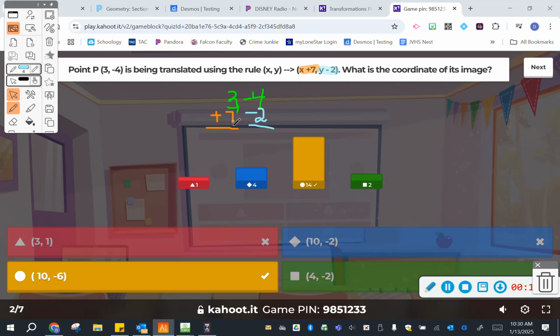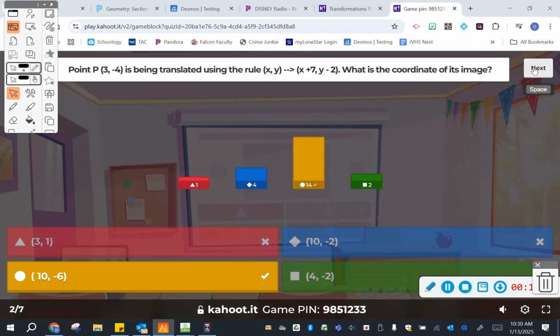So what is 3 plus 7? 10. So it couldn't be red, it couldn't be green. What is negative 4 minus 2? Negative 6, which is why it is yellow. Does that make sense? So you are just taking whatever the point is and applying the rule by just adding and subtracting those numbers to the x and the y. Does that make sense? All right.